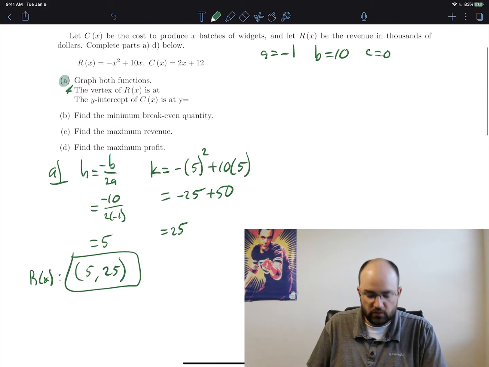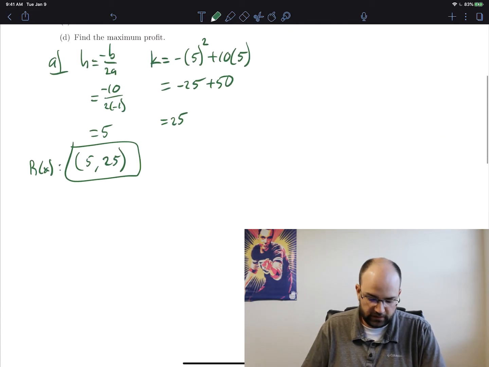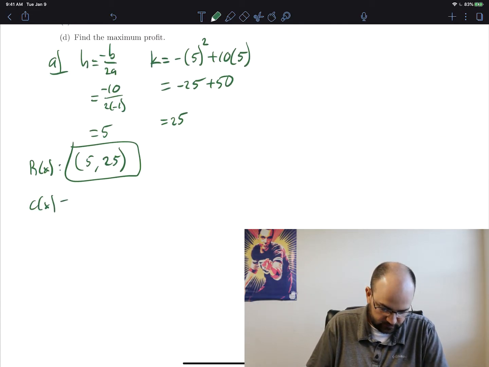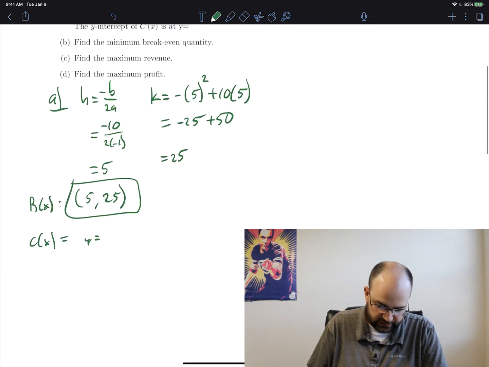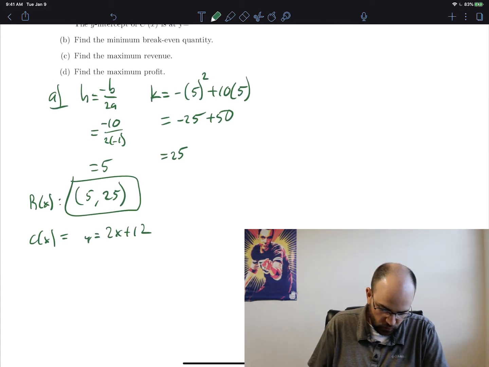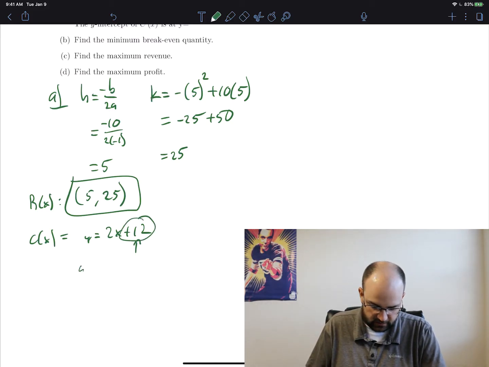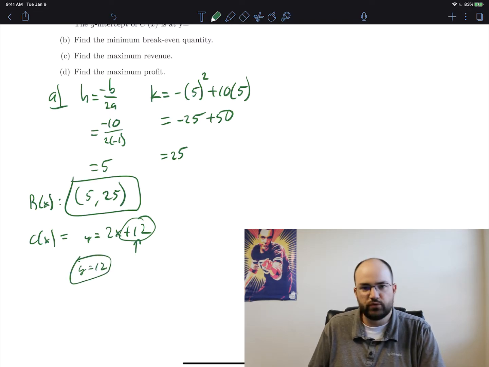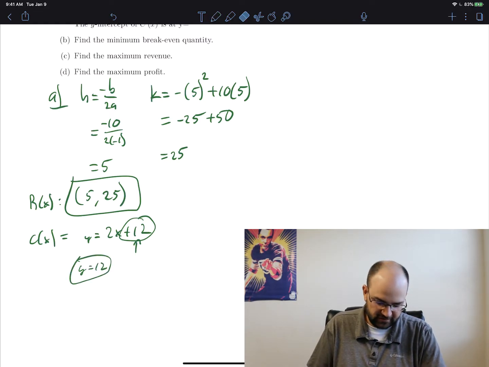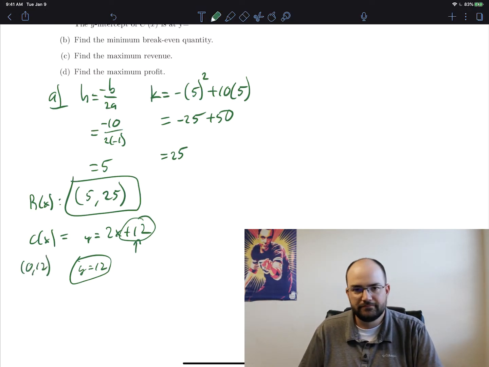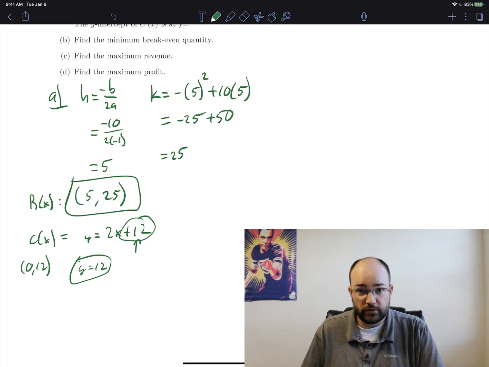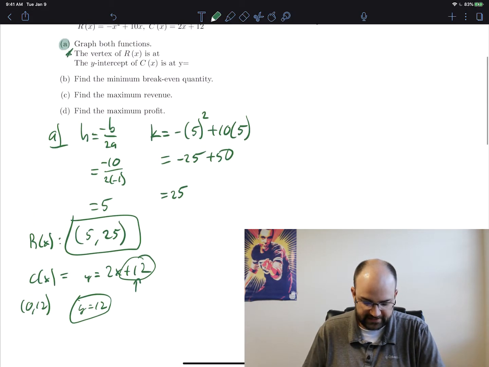As for the y-intercept of C of x, well, since C of x is y equals 2x plus 12, that's the slope-intercept form, that's going to tell me y equals 12. Now that I'm telling you what my math lab wants. Personally, I would prefer 0, 12, but I'm not really going to be grading it, so do what my math lab wants. Alrighty, so y equals 12. Awesome. That's A.